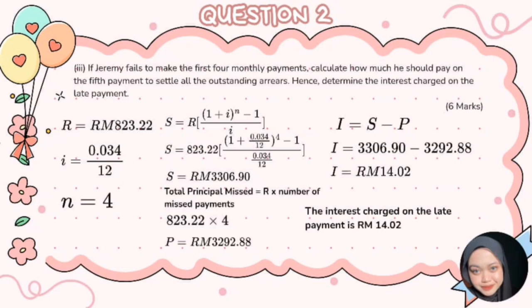Total principal missed equals R times number of missed payments. So 823.22 times 4, P equals RM3,292.88. So this is the formula to find the interest charge on the late payment. The formula is I equals S minus P. I equals 3,306.90 minus 3,292.88. So I is RM14.02. The interest charge on the late payment is RM14.02.